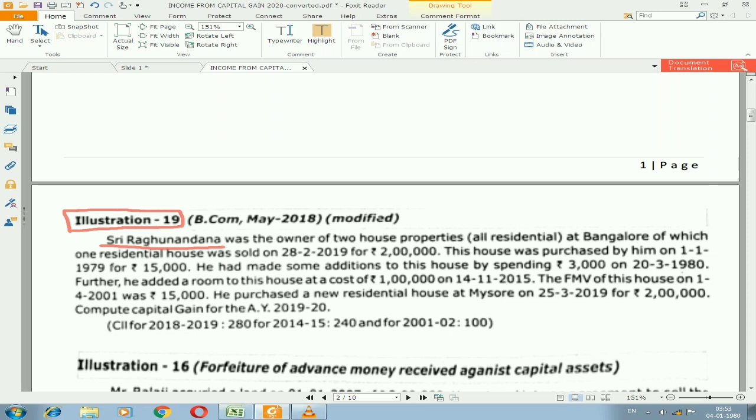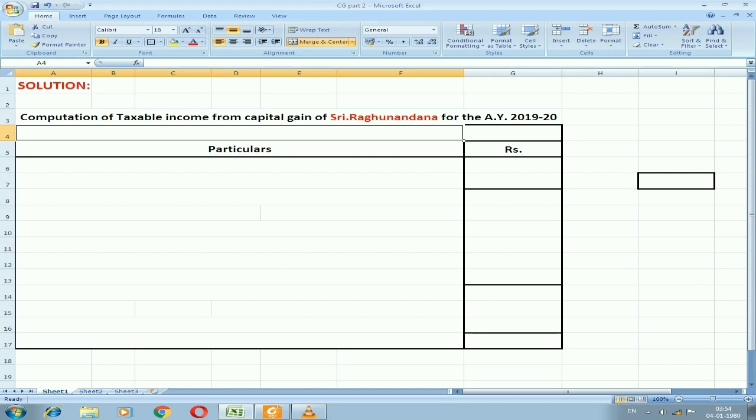So he had 2 house properties. Of those 2 house properties he sold one residential house on 28/2/2019. That house property was purchased on 1/1/1979. So these 2 dates we require in order to find out whether it is a long-term capital asset or short-term capital asset. So residential house property will come under the third category, that is unlisted shares and land and building. So I'm going to enter residential house property in bracket land and building, which will come under that category, and the purchase day is 1/1/1979 and it is sold on 28/2/2019.